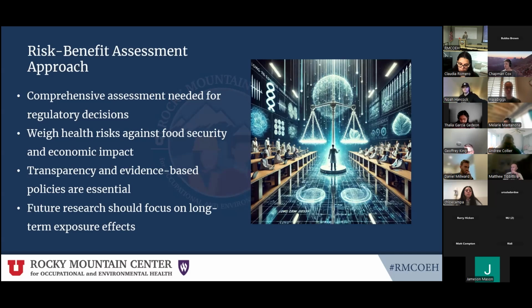Here we go, a little bit of risk-benefit assessment. So Beretti advocates for comprehensive risk-benefit assessment rather than selective risk avoidance. He argues that regulatory decisions should be based on transparent and data-driven approaches, considering both the health risks and the agricultural benefits. Recommendations include better exposure analysis, long-term epidemiological studies, and more consistent regulatory evaluations worldwide.